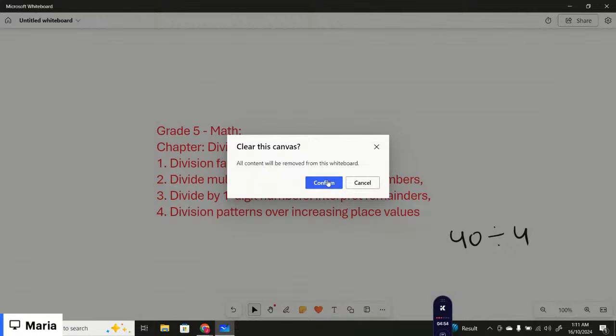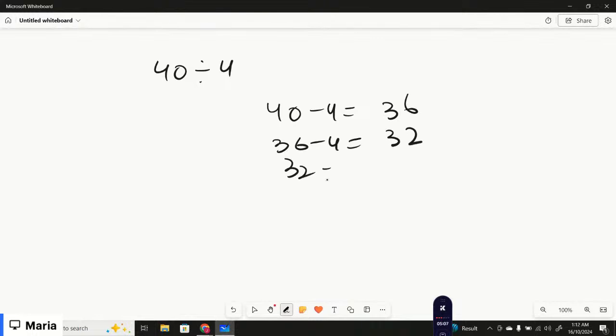Let's start. 40 take away 4, that is 36. Then 36 take away 4, that is 32. 32 take away 4, that is 28. 28 take away 4, that is 24. So until 0, you did that 10 times, right? Because 4 times 10 is 40. So 40 divided by 4 is 10.